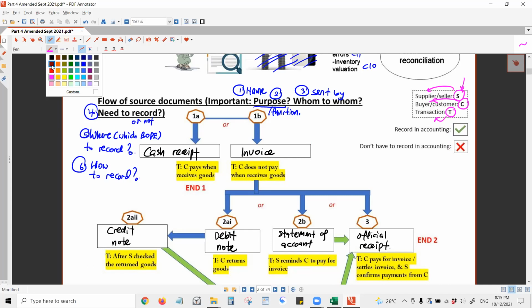And later on, we are also going to use the 2 symbols here to put next to the document to indicate whether you have to record them or not. Okay, we are going to use the green tick and the red cross. We put them next to each and every document to indicate whether we have to record them or not. If we have to record, we will put the green tick. If you don't have to record, we will use the red cross.